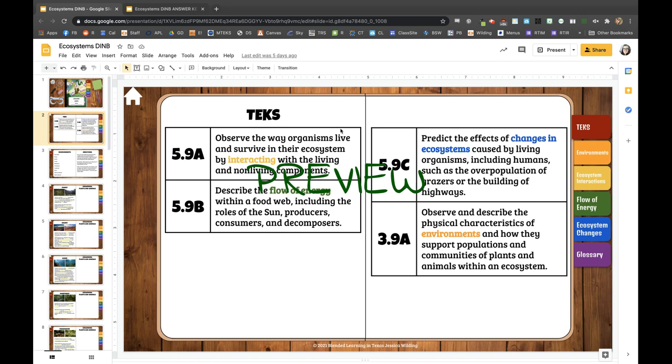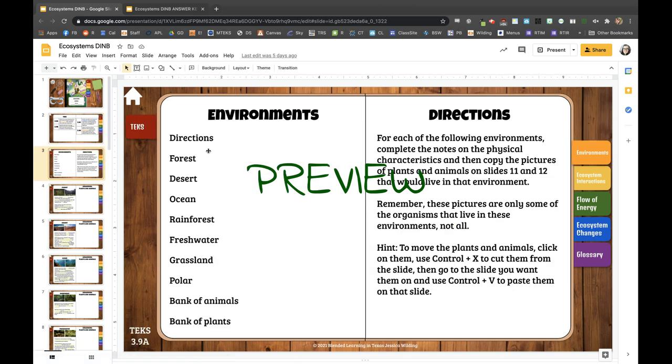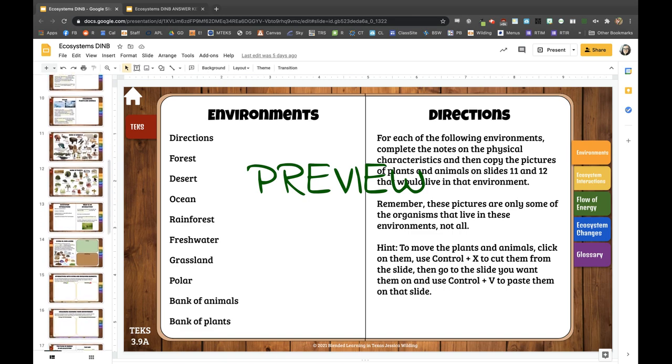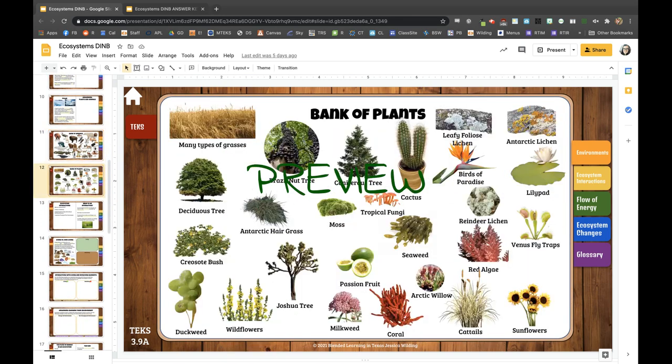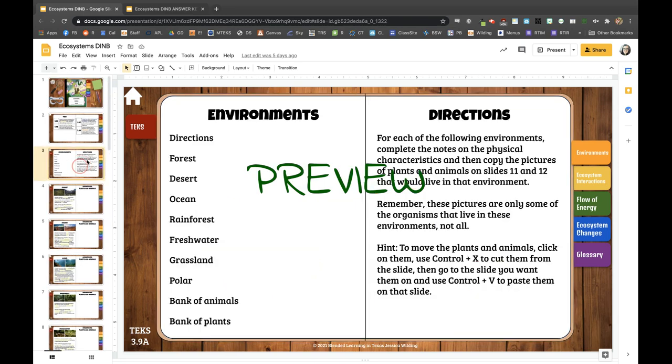So the notebook starts off with the different environments and it covers forest, desert, ocean, rainforest, freshwater, grassland, and polar. And how I have it set up is that on the last two slides of this section, there's a bank of animals and a bank of plants. And there are directions for the students on how to copy the plants and animals from that page onto the page that they go on.